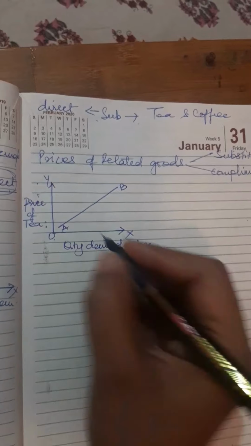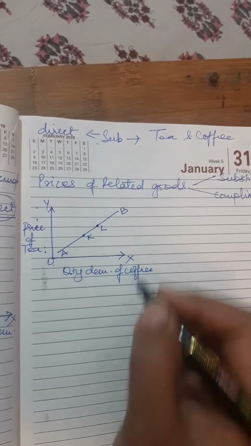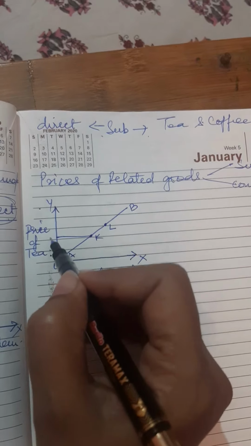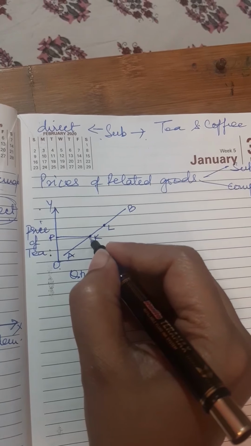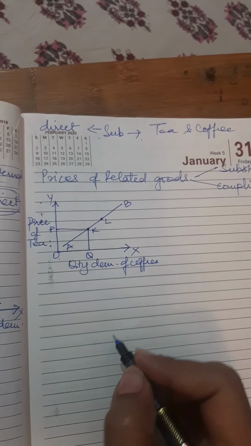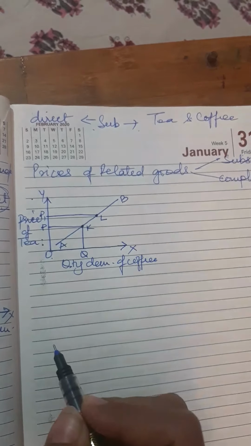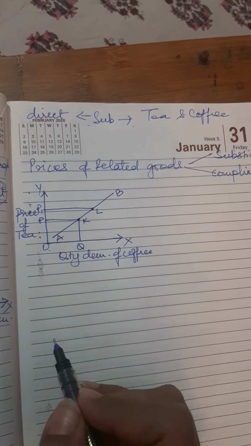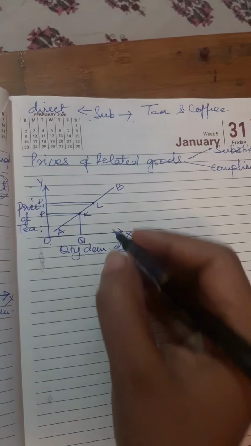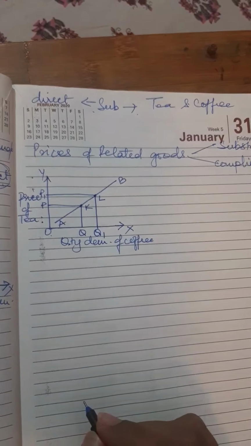Now, how to check the relationship? Let's take any 2 points out here, one as K and other as L. Now, see how it is happening. At point K, the price of tea is OP and the quantity demanded of coffee is OQ. As the price rises from OP to OP1, tea becomes costly. Now what are the people going to do? They're going to switch over to coffee. So automatically the demand for coffee is going to rise. So this is how the curve for substitute appears.